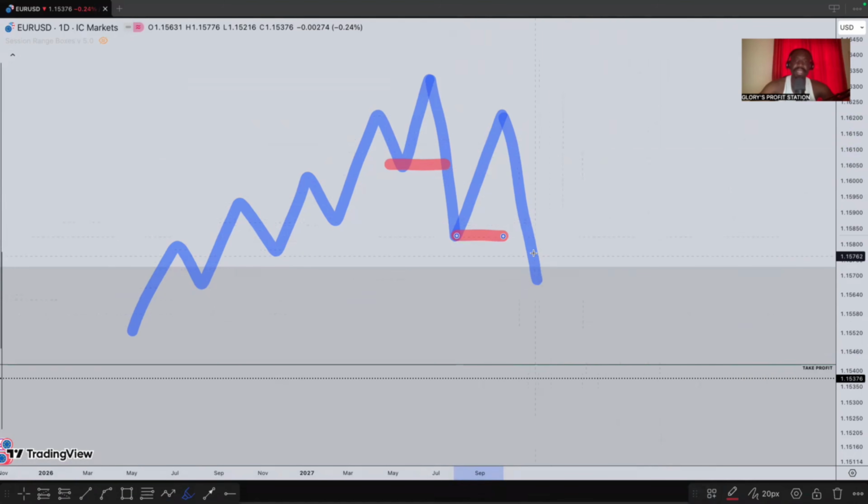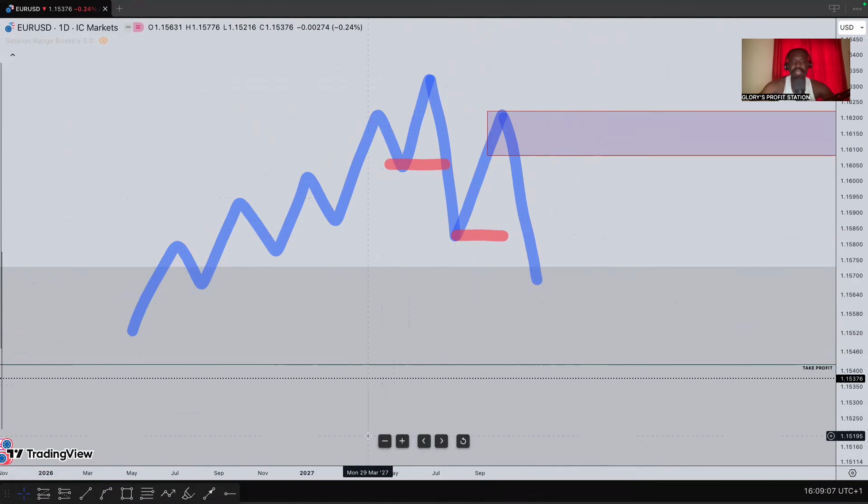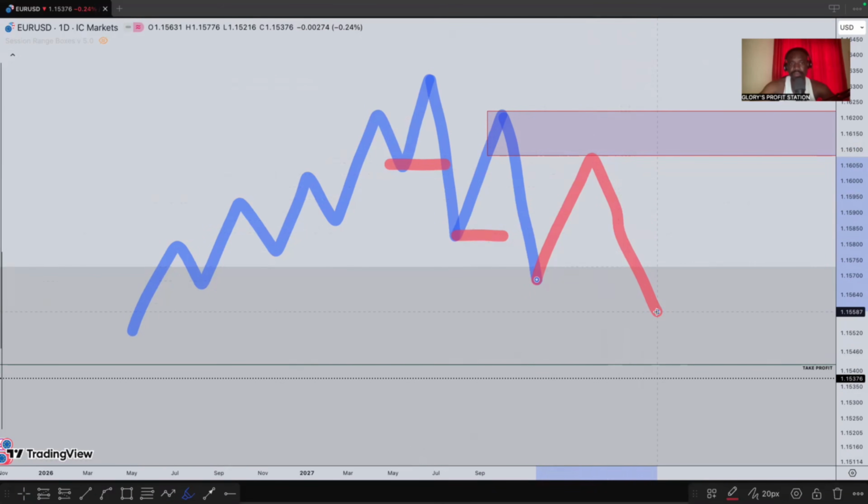So with this in mind, what we are going to be doing is we are going to be expecting the market to pull back to a certain level where we can now expect to sell from. Okay? We can now expect the market to pull back to a certain level and expect the market to sell from that level. So this is our expectation of the market.